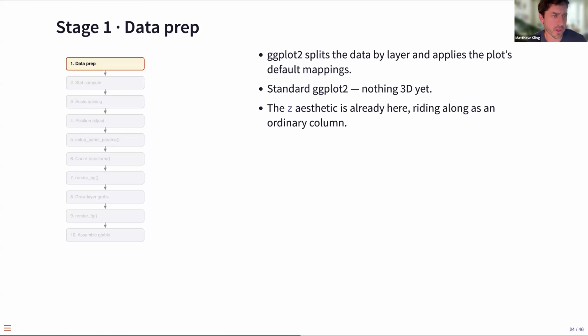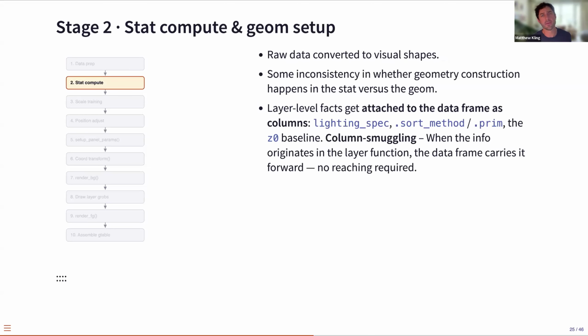So I'll just step through these quickly one by one. Data prep is basically totally native. There's nothing I had to do here. Once we get to the stat, this is where raw data get converted into some kind of visual shape that eventually will turn into the plot.